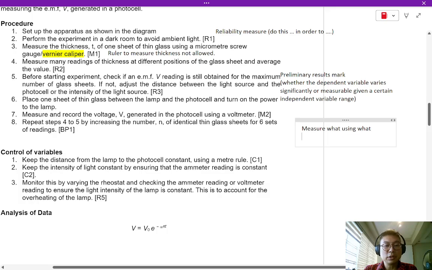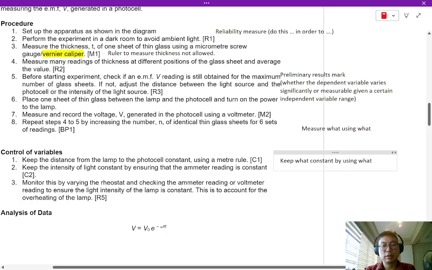Now next, control of variables. You should write at least 2 or 3 control variables. Over here, keep the distance from the lamp to the photocell constant using a meter rule. So keep what constant by using what, okay? That is the thing that we need to write.